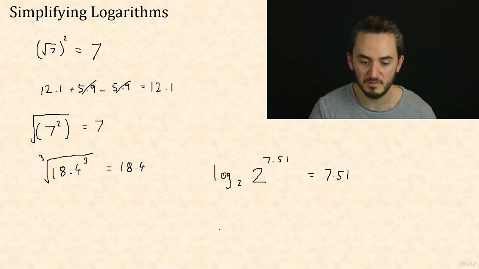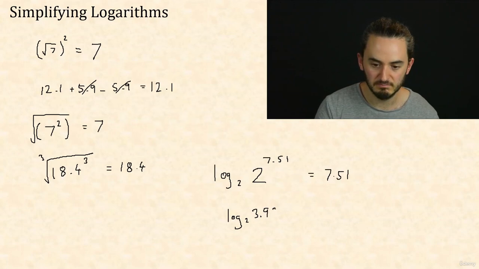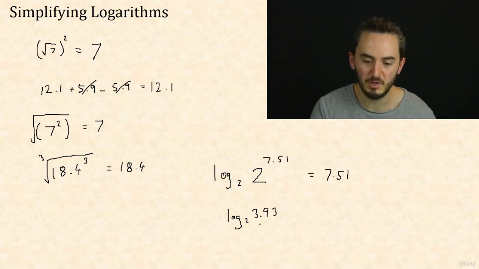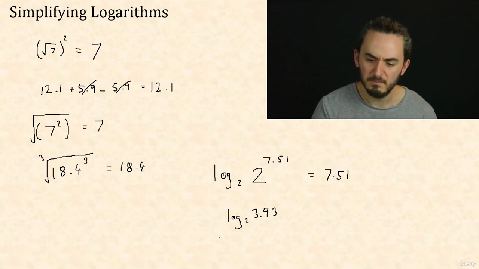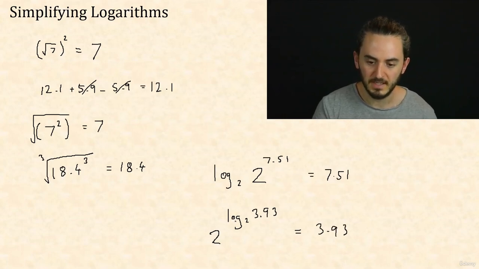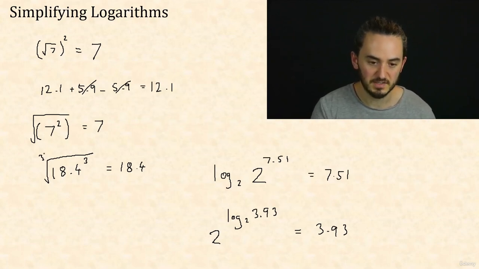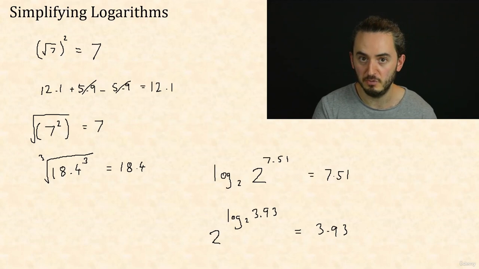And it could be the other way around as well. If I said log base 2 of 3.93, I'm sure you don't know what that is. That's 2 to the power of what equals 3.93? I've got no idea. But if I do 2 to the power of that number, now I do, it's just 3.93. Again, 2 to the power of is the inverse of log base 2 of. They just cancel each other out. It's just like your cube root cancelling with your cubing.